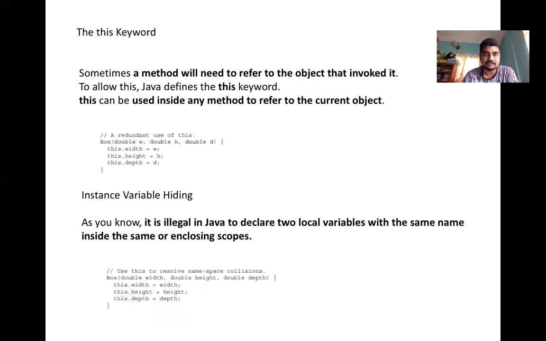Now the last one, the use of the this keyword. The this keyword is used inside a method to refer to the current object. Like here, in Box(double W, double H, double D), we can write it this way: this.width, this.height, this.depth equal to W, H and D. That means inside any method, to refer to the current object, we use this.